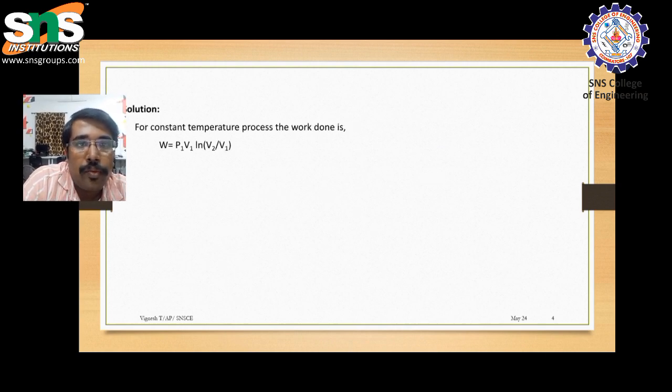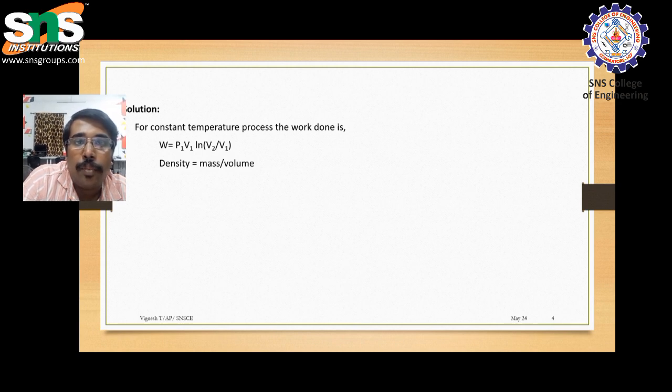For a constant temperature process, the work done formula is P1 V1 ln V2 by V1. This is the work done formula for the constant temperature process. There are several processes: constant temperature, constant pressure, constant volume process. So there are a lot of processes. I will put a separate video for that. Here, what you want to know is the constant temperature. The work done formula for constant temperature process is P1 V1 ln V2 by V1.